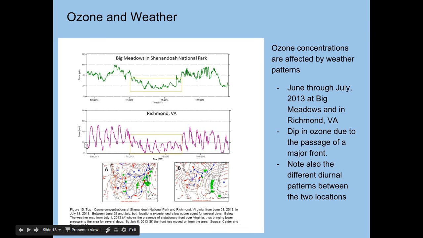As opposed to Richmond, which is much lower in altitude. And you can see that daily, and of course it's an urban area with a lot more cars. And so the ozone is being produced right there on site.